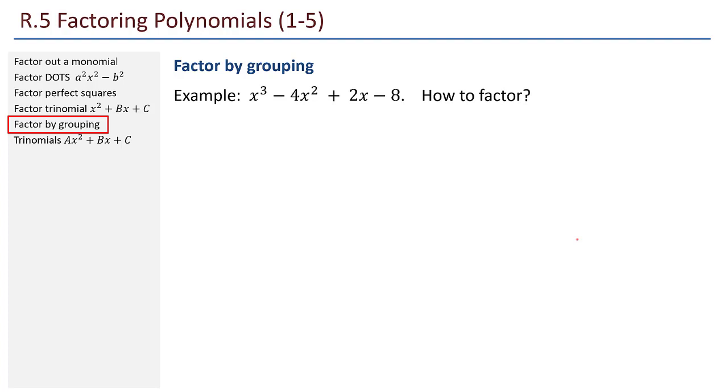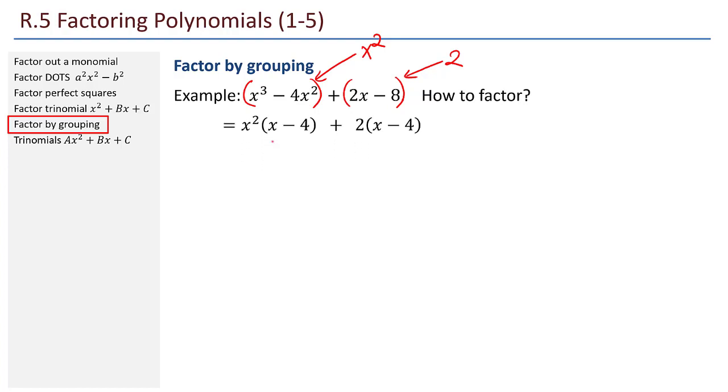This is a situation where we have 4 terms. Suppose I have x cubed minus 4x squared plus 2x minus 8. How will I factor this? And the trick with factor by grouping is group the two pairs of terms. Group the first 2 terms and then group the last 2 terms, and see if you can factor something out of that. The first 2 terms, is there a common monomial factor there? I think it's x squared. And the second 2 terms, is there a common monomial factor there? I think we can pull out a 2.